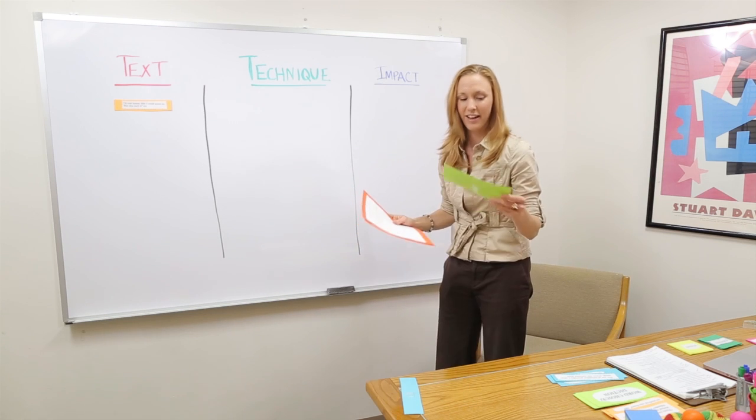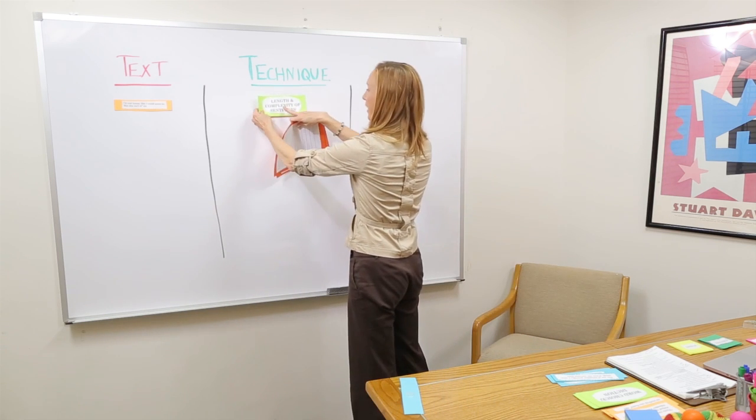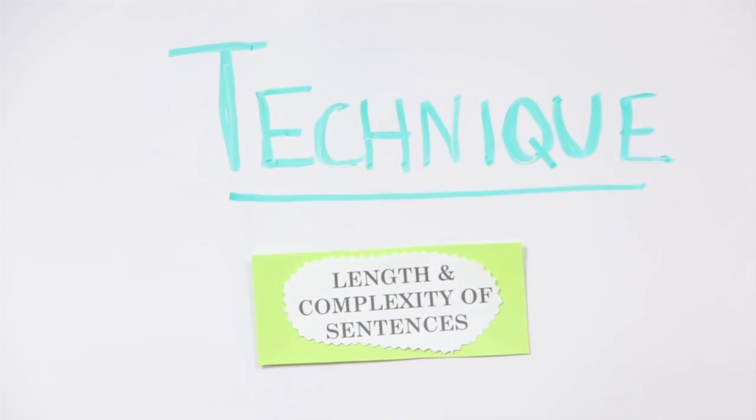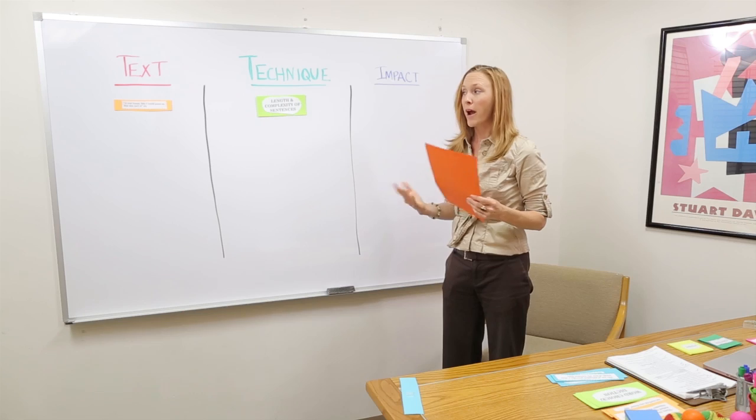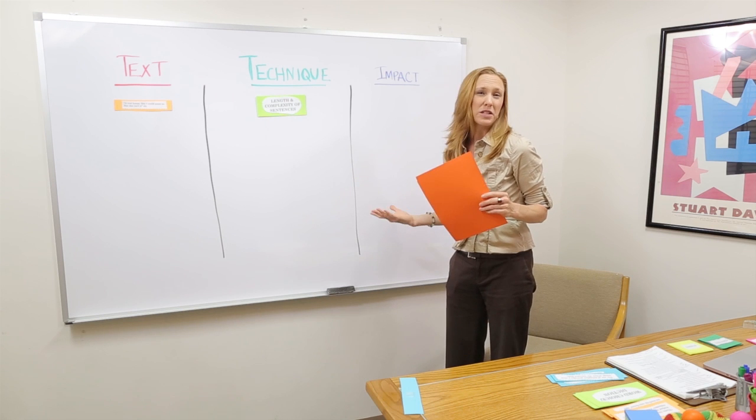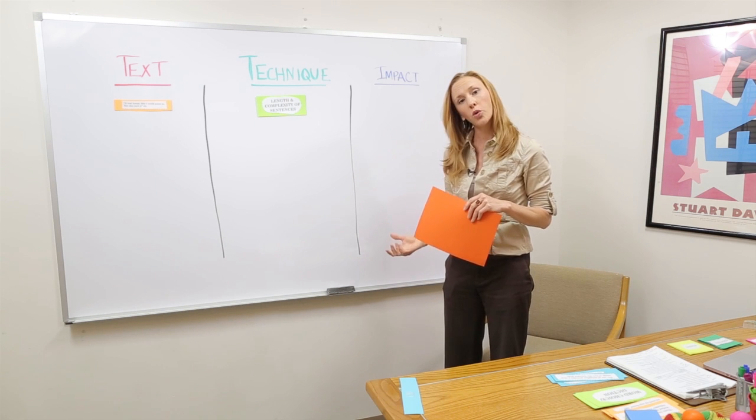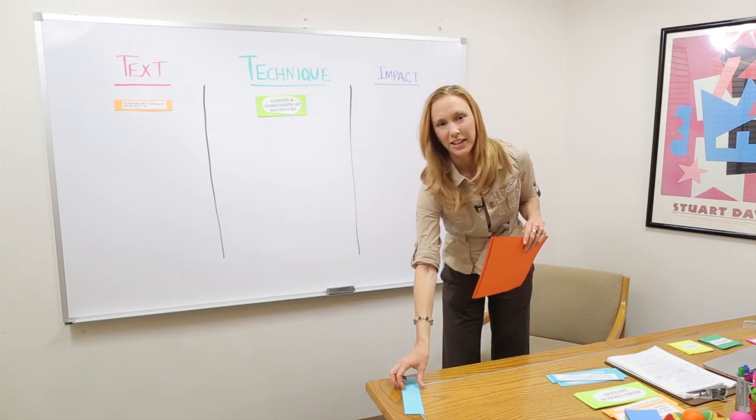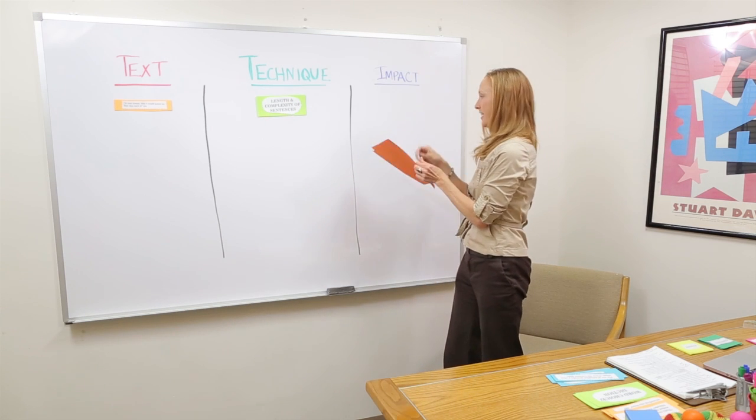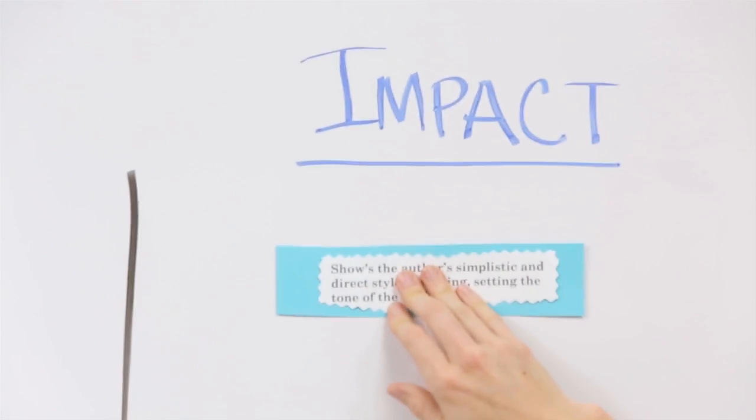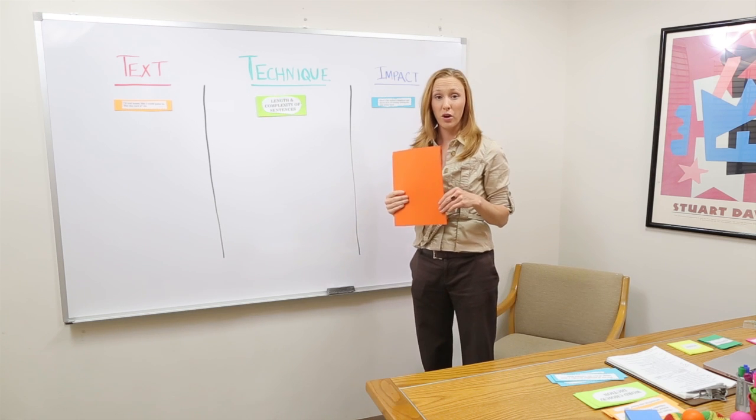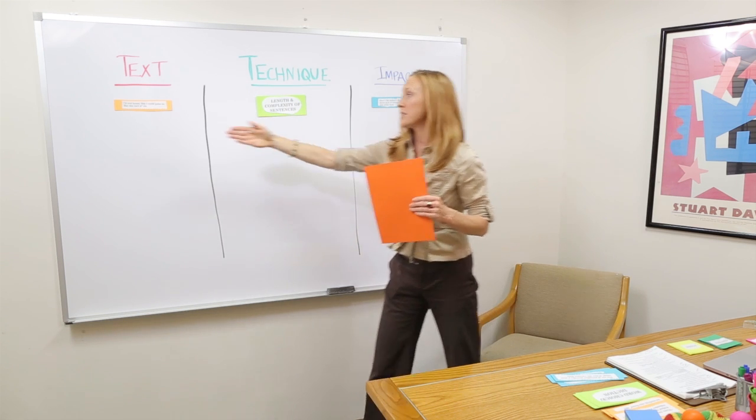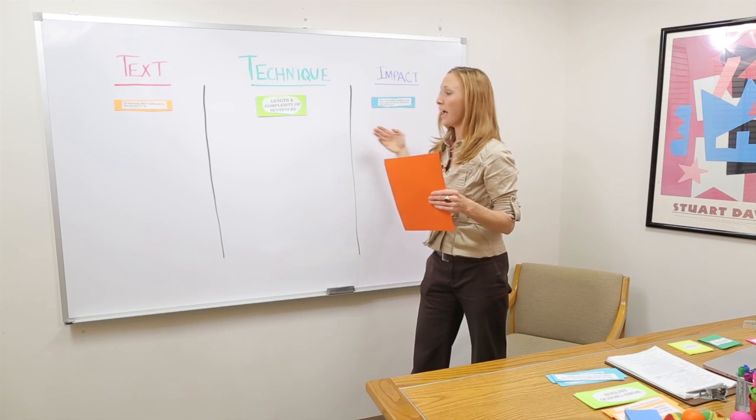Hopefully, I will get the answer, length and complexity of sentences. Her sentences are short, they're to the point, they're direct. I might ask my students then, what's the impact on the mood, the tone, the theme? Hopefully, I will get the answer that it shows the author's simplistic and direct style of writing, setting the tone of the book. So you have here text, technique, and impact.